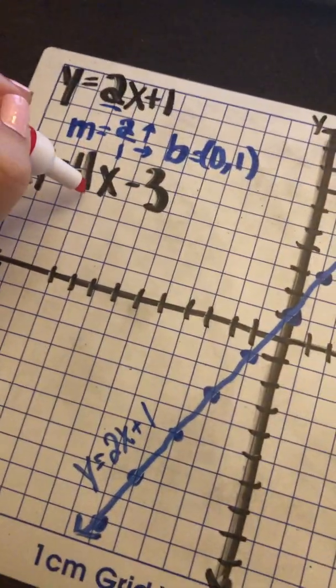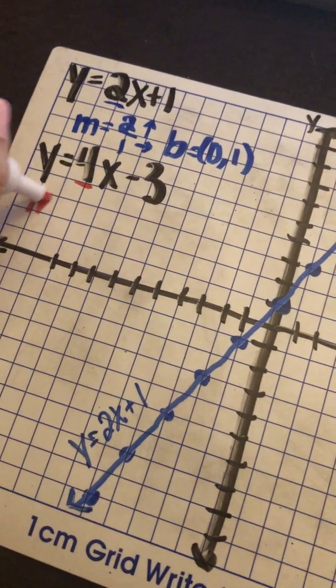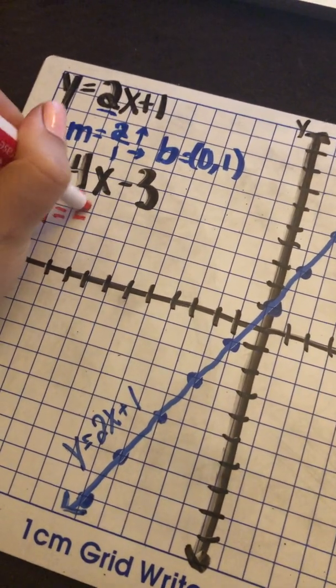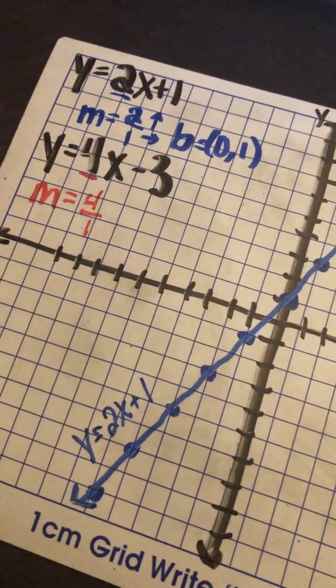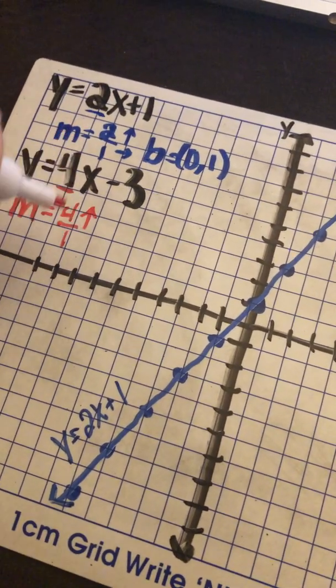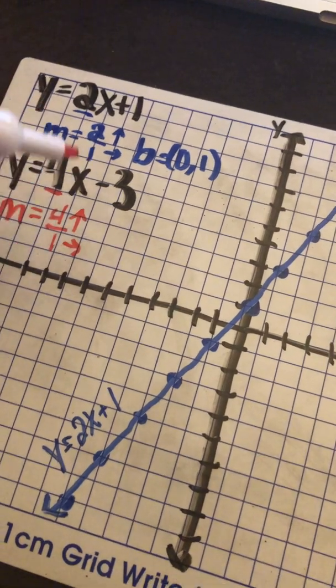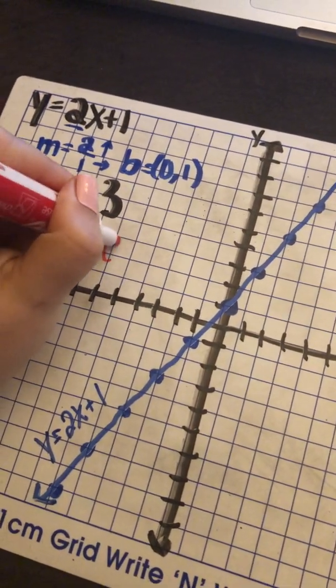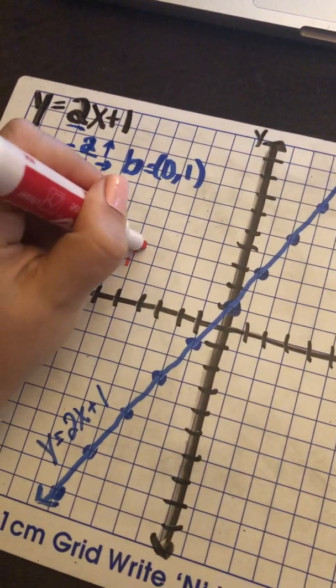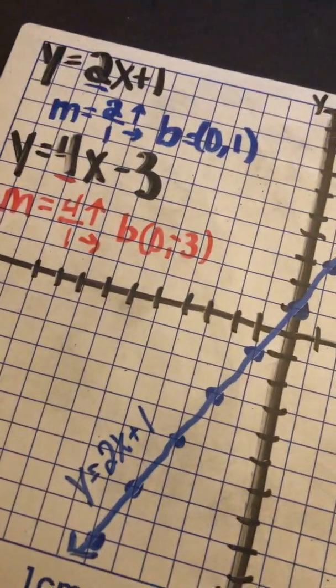Then you move on to the second. So here we have a slope now of 4. So my m is going to be 4 over 1. Since the 4 is positive, we go up 4 to the right 1. If the 4 was negative, we would go down. And my b this time is going to start at (0, -3), because it's a minus 3.